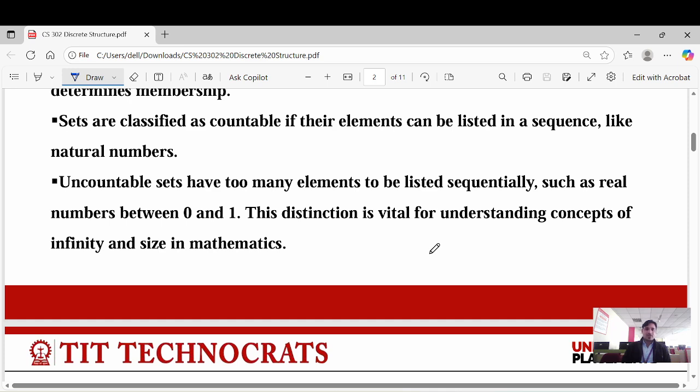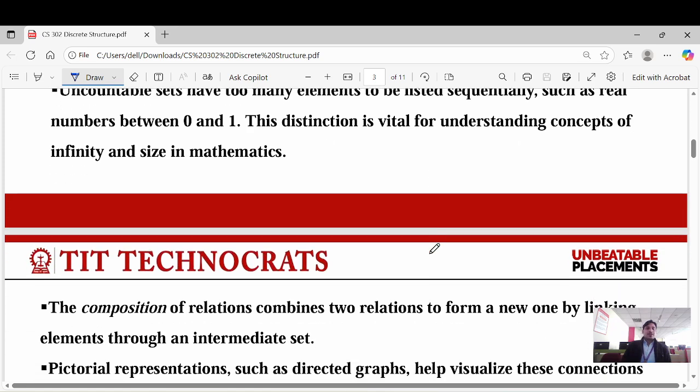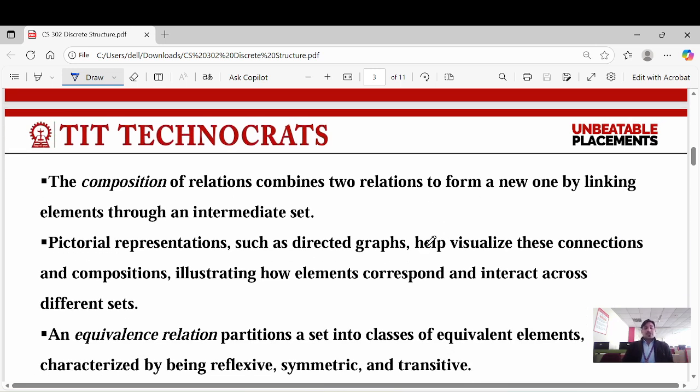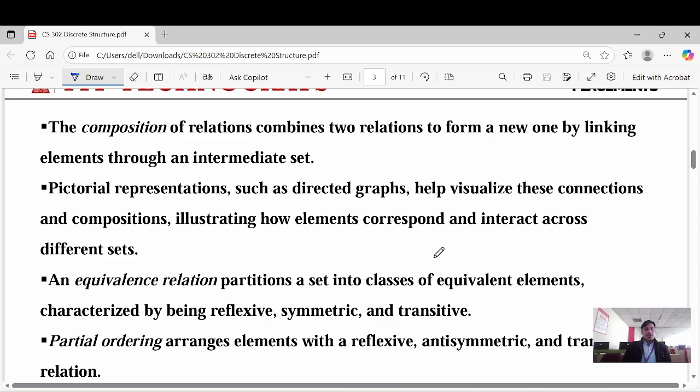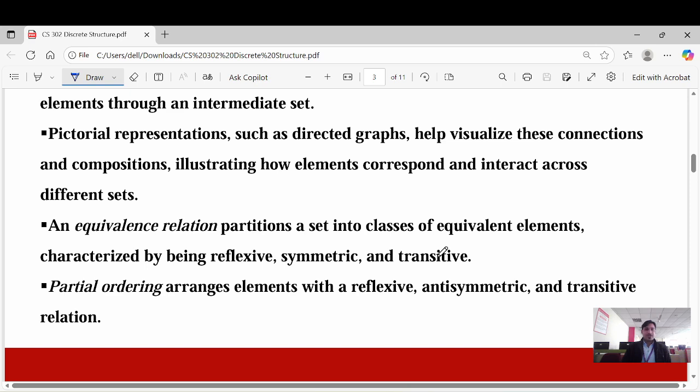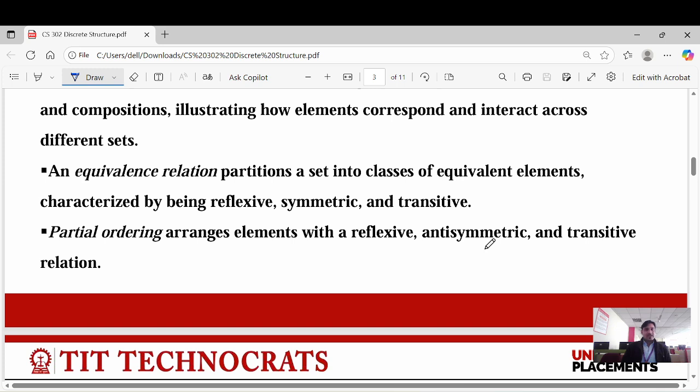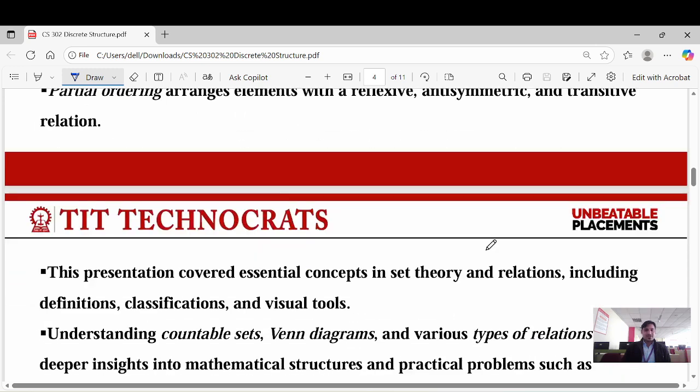Now, uncountable sets are those with too many elements, such as real numbers between 0 and 1. What is the composition of relations? When two relations form a new one by linking elements through an intermediate set, we have various operations to perform on sets. Pictorial representations of sets are called Venn diagrams. And equivalence relations partition a set into classes of equivalent elements, characterized by being reflexive, symmetric, and transitive. Partial orderings arrange elements with a reflexive, antisymmetric, and transitive relation.